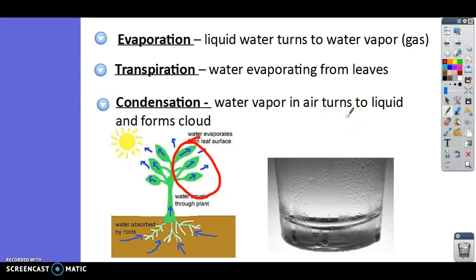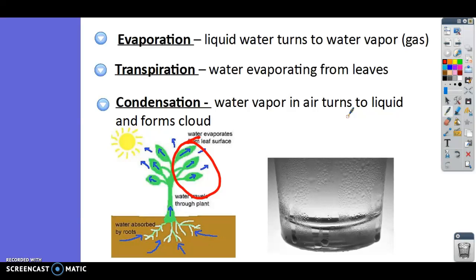All right, so once we have water vapor in the air, either from plants or from puddles, streams, rivers, ponds, we get condensation. This is when water vapor turns to liquid. So the water vapor in the air turns to little liquid droplets and forms a cloud. So a cloud is actually little droplets of water that are hanging out in the air.